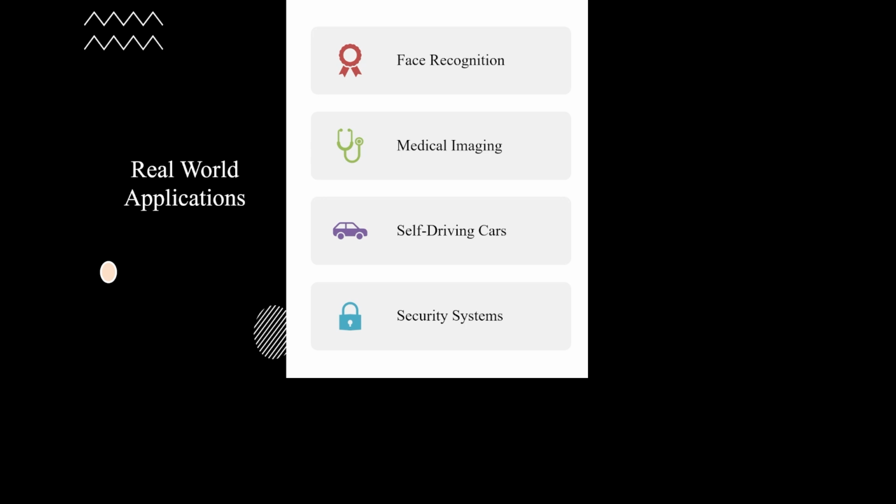Let's see what the real world applications of image processing are. Image processing is widely used in real world applications like face recognition, medical imaging, self-driving cars, and security systems like surveillance systems as well. These technologies power many modern AI-based tools that we use today.